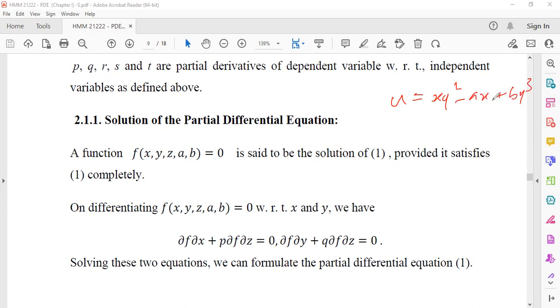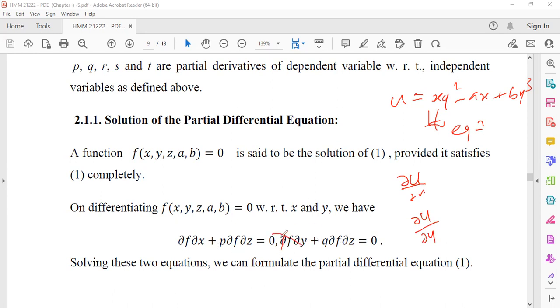For example, there's no derivative. So let's take one solution of the equation. If they ask you to find the equation of this solution, what do you do? You can differentiate ∂u/∂x, ∂u/∂y, or anything, and just find out the answer.